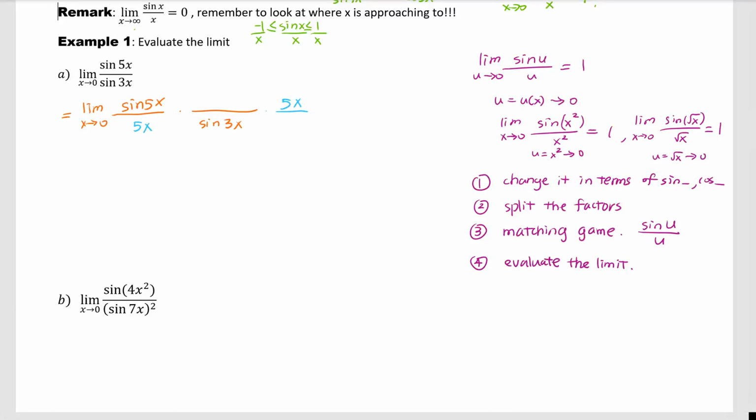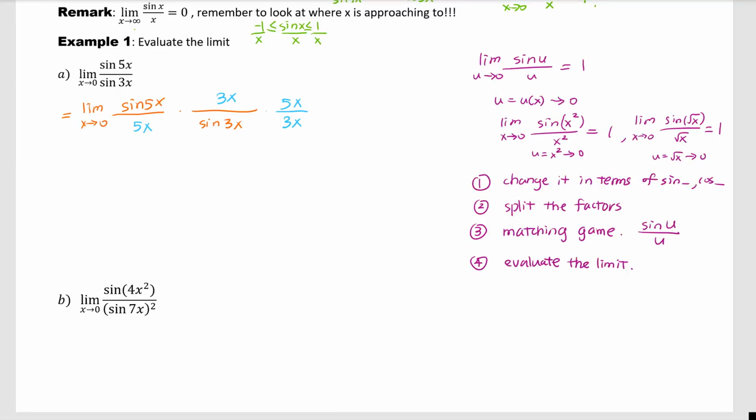So far, so good? I strongly recommend you use a different color. Then you can see the orange color or your pencil is what you already have, and the blue color, or maybe red, other than the pencil, is something you added. If you divide it by 5x, you need to multiply by 5x at the end. And here, my u is 3x, so I want to divide by 3x, but I also need to multiply by 3x, so I'm not changing anything.